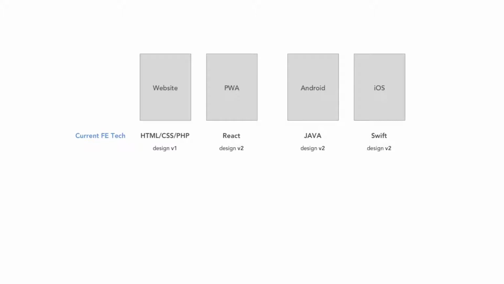So obviously the website's running on HTML, CSS, PHP, and the progressive web app is running on React. And respectively, Android and iOS are running on Java and Swift.